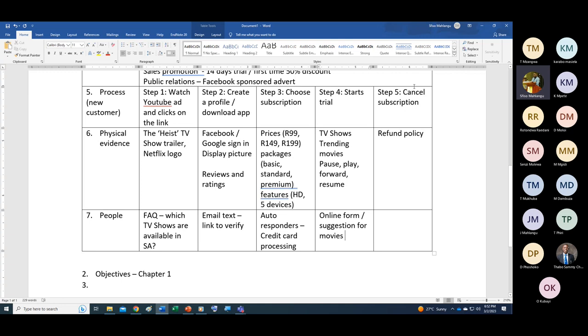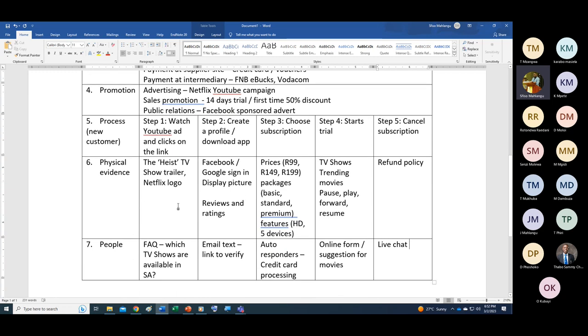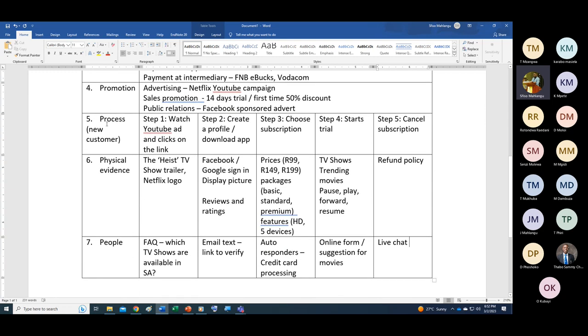And when they cancel their subscription and they see the refund policies, maybe they still need help, they can start the live chat, which is a people element. So this is how we do the digital marketing plan in terms of process, physical evidence, and people.